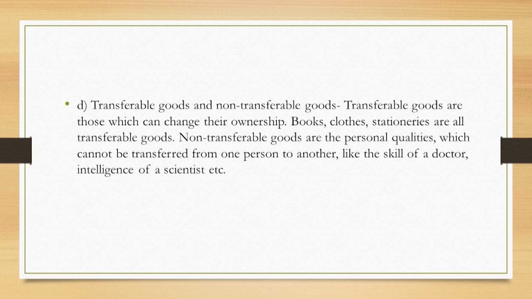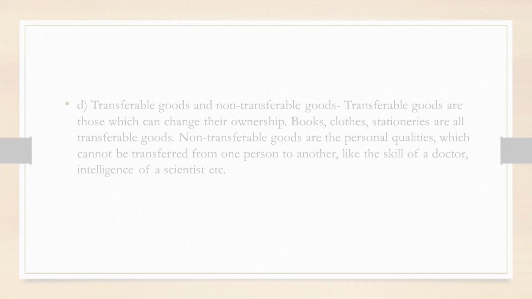But non transferable goods are the personal qualities which cannot be transferred from one person to another, like the skill of a doctor, intelligence of a scientist, etc. So, transferable goods are those which we can count, which we can hold, etc., and which we can easily transfer from one person to another. And non transferable goods are special goods of persons.